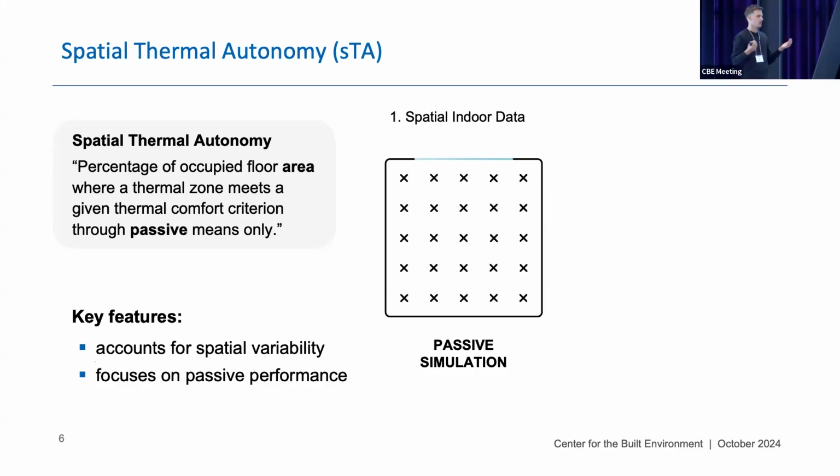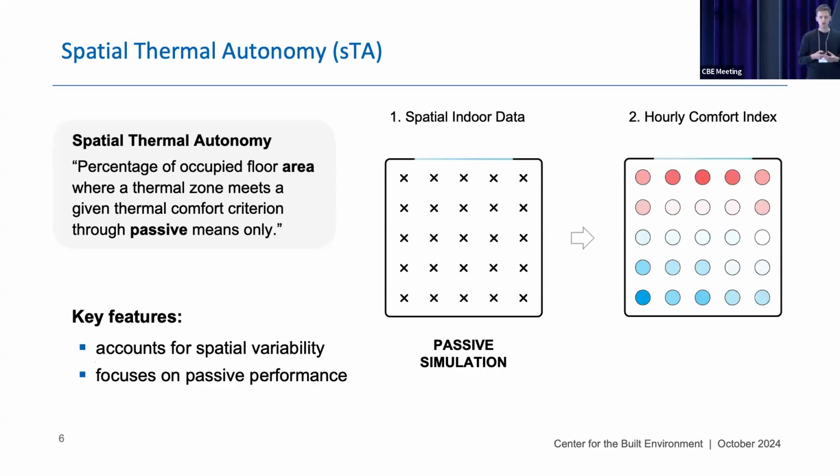So usually it's a regular grid of different nodes, so maybe on a 1 by 1 meter grid. And we have to run this simulation passively to get this kind of data. What we do then is that on an hourly basis, we make an assessment of thermal comfort for each of these points. Again, we can use the PMV model or the adaptive model.